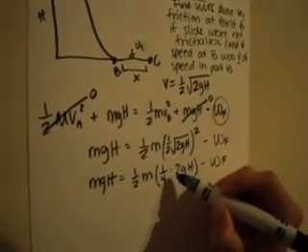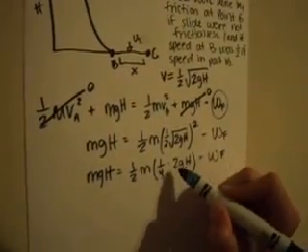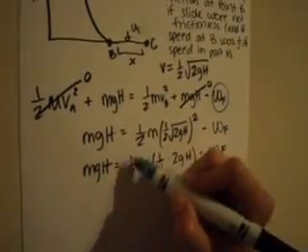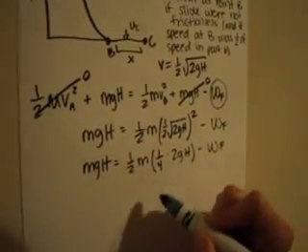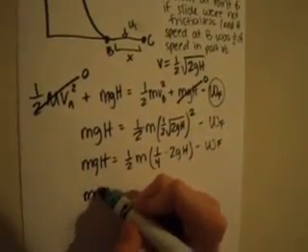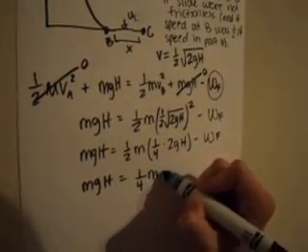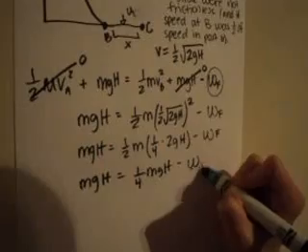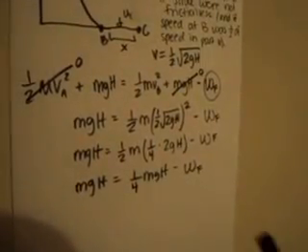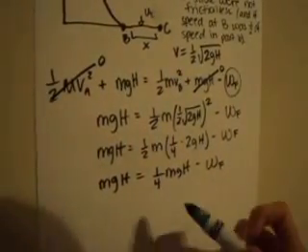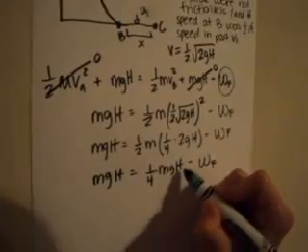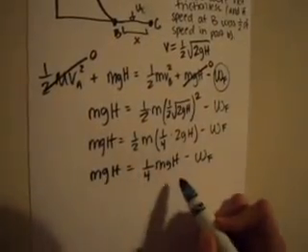So if we're going to simplify that, we want to combine these two constants right here. So 1/2 times 1/2 is going to be 1/4. So we have mgh equals 1/4 mgh minus the work of friction. So we want to get work of friction by itself. So we're going to subtract the 1/4 mgh, which works out because it's the exact same variable.